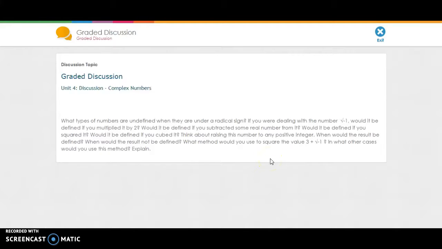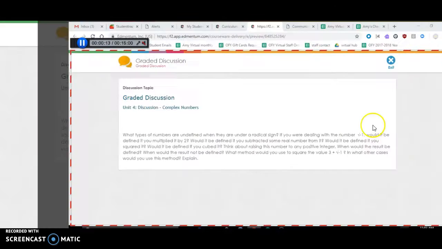All right, we're looking at the Unit 2 discussion, even though it says Unit 4 here, about complex numbers. And so we know that numbers are undefined when they are negative under the radical sign. But let's look at the rest of these situations here.